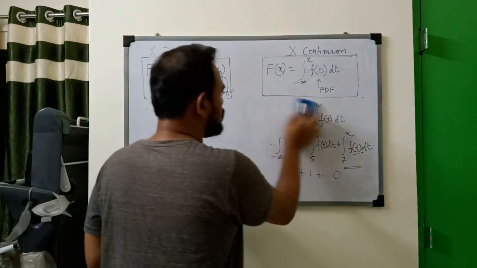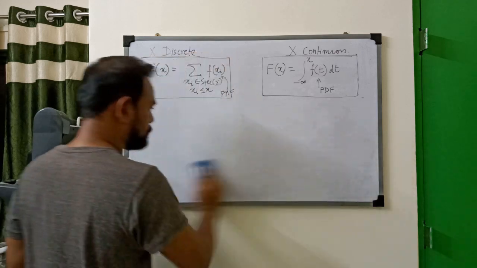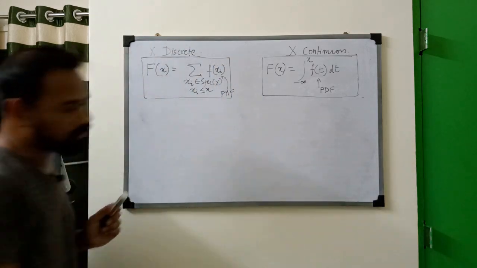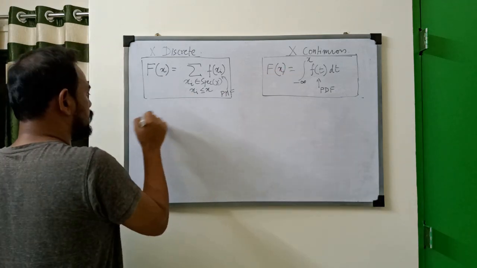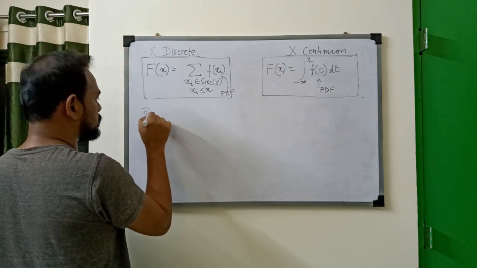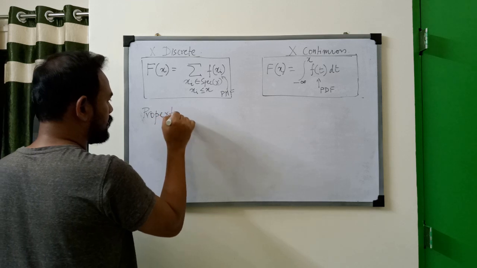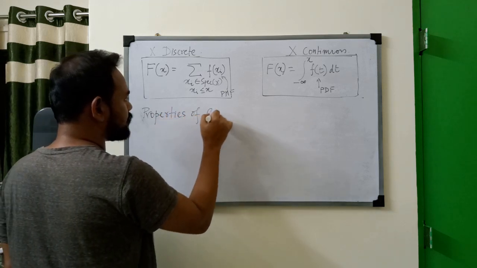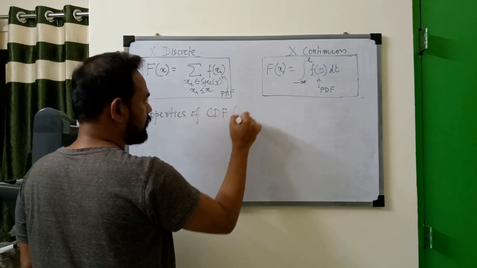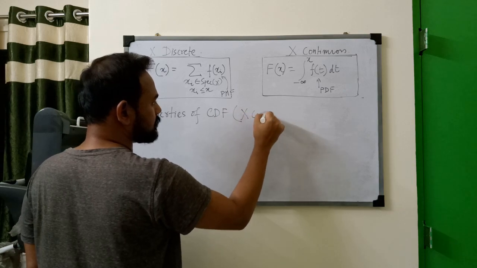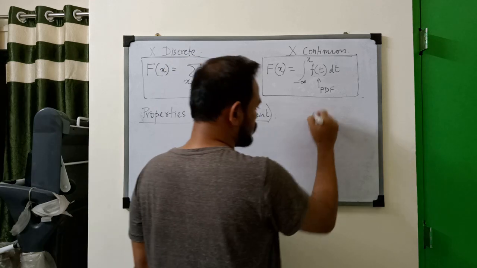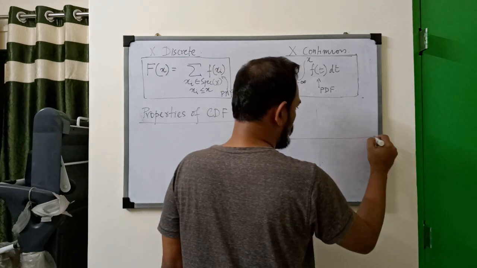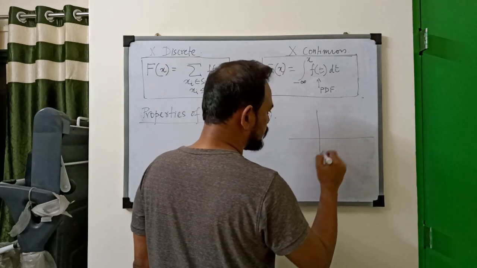We will finish this very quickly with listing out the properties of the CDF in the case that it is continuous. Okay, so properties of CDF in the case that x is continuous. Okay, let's just finish that. Let's remember what was the graph of the function.